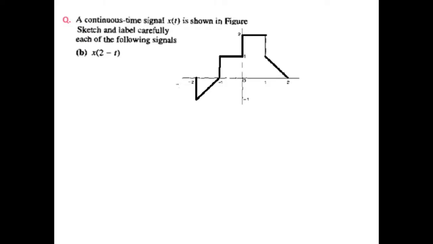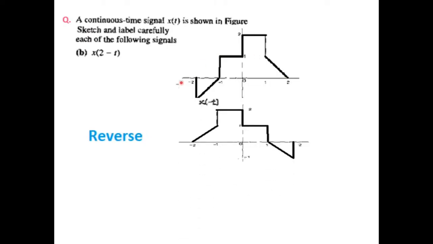Okay, now in this example with the same figure but different question, it is x(2 minus t), and since it is minus t, that means there is a signal reversal involved, and then this plus 2 means there is a time shift as well. So first we'll do the reversal. We'll just flip the signal.